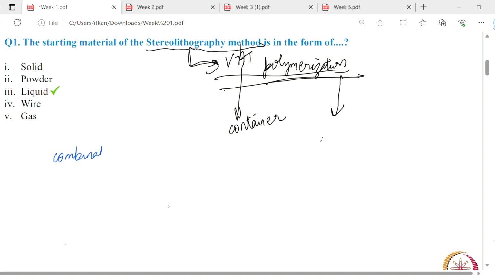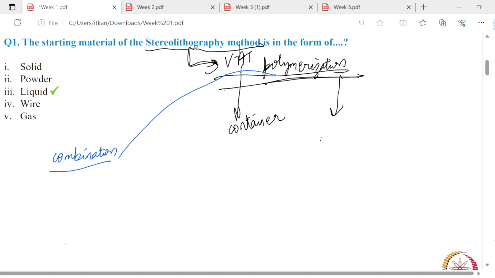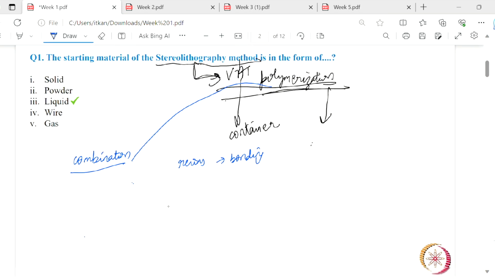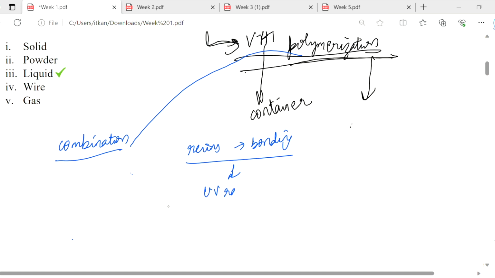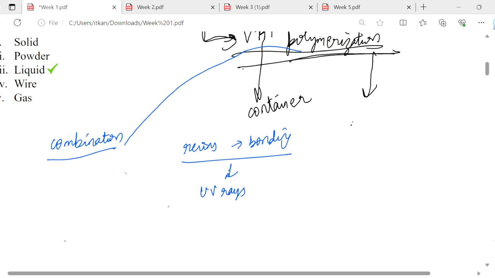The combination of these two is known as VAT polymerization. Now the resins are bonded, resin bonding occurs, UV rays, solidification.